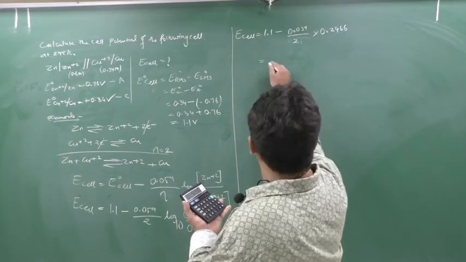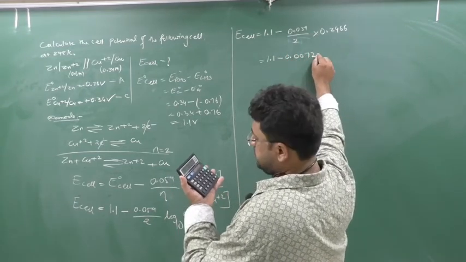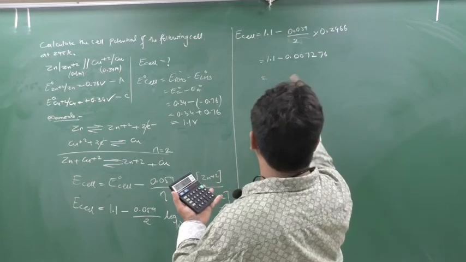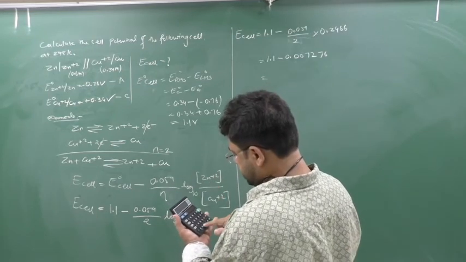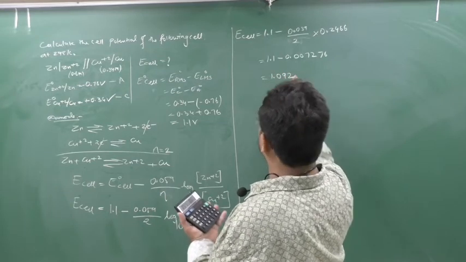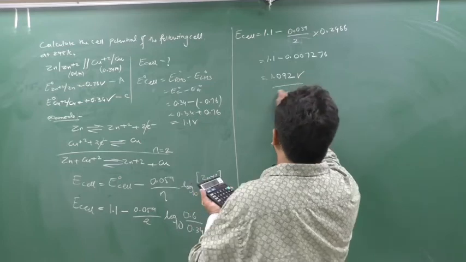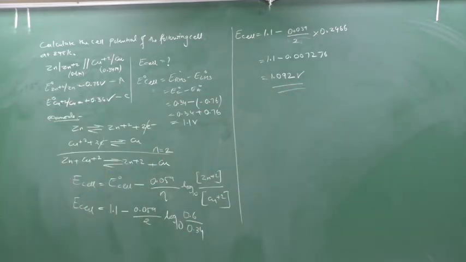Okay, I get 1.1 minus 0.007276. So, the answer comes here 1.092 volt. Let me check. 1.092 volt, correct answer.